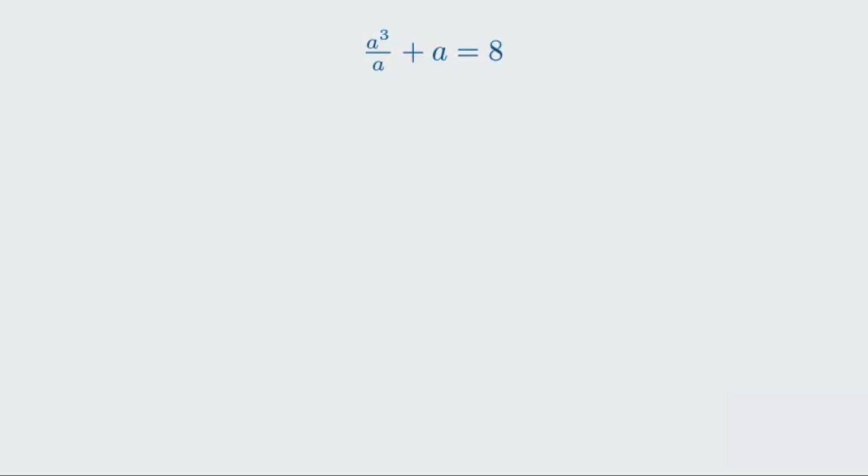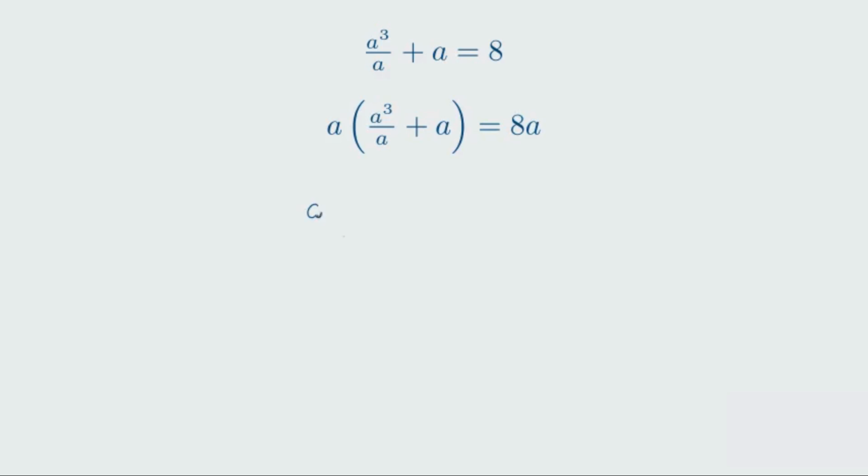We have the equation a cubed over a plus a equals 8. Our first step will be to eliminate the fraction by multiplying both sides of the equation by a. This will help us convert the equation into a more familiar polynomial form, which is typically easier to solve. This step is valid as long as a is not equal to 0. This is an important condition we must remember, and we'll check it at the end of the process.